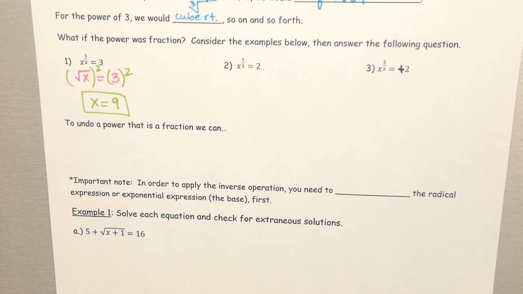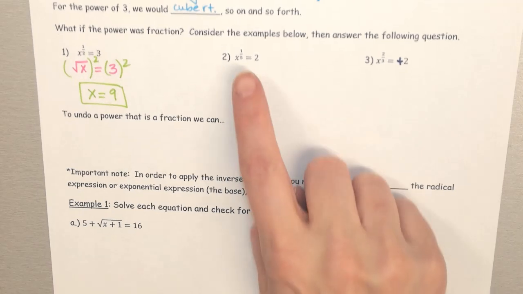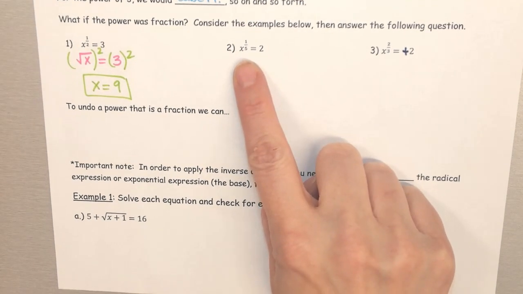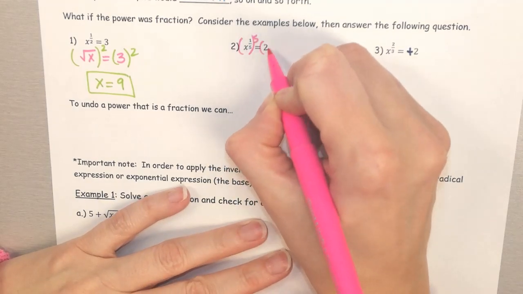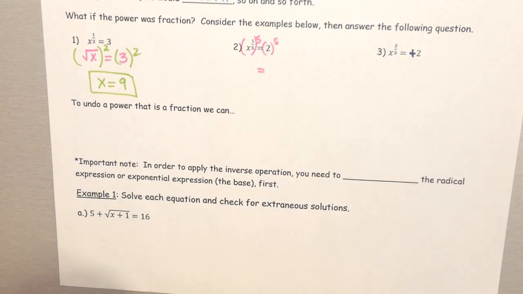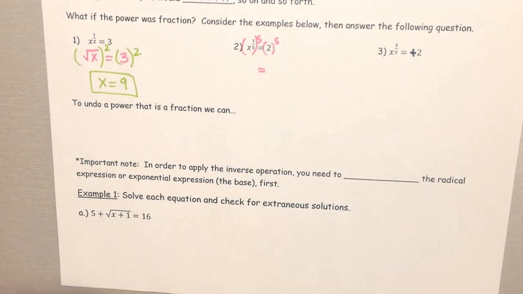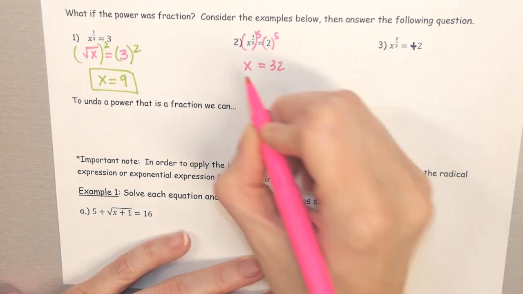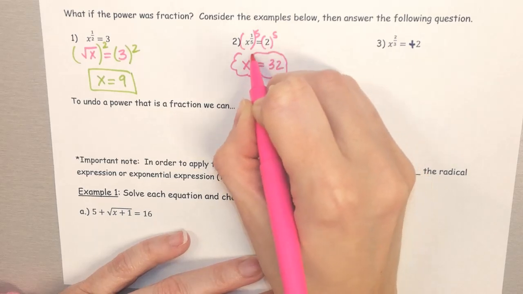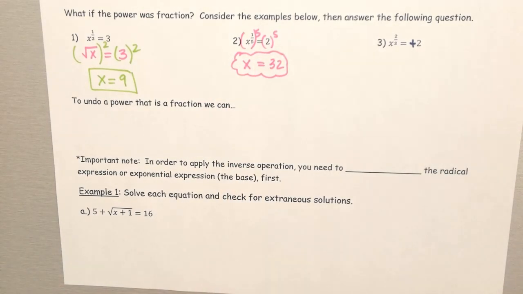So if you have x to the 1/5, it's the same thing as the fifth root. On each side, what would we be doing? How do we undo a fifth root? The fifth power. Okay, good. When you do that, you can also think of it like this. What's 1/5 times 5? 1, right? So this is just x to the first equals 2 to the 5th, which is going to be 32.